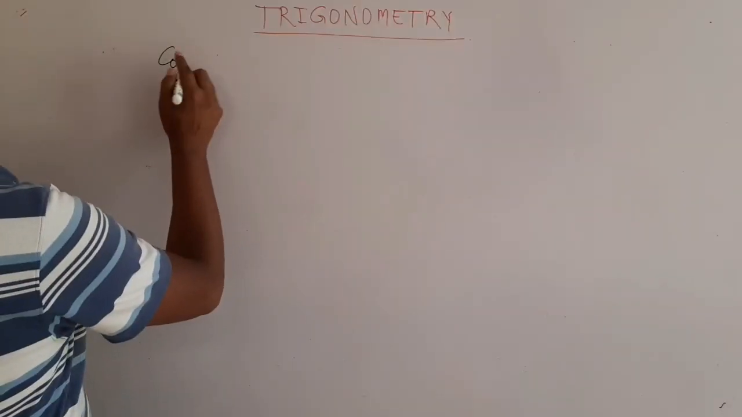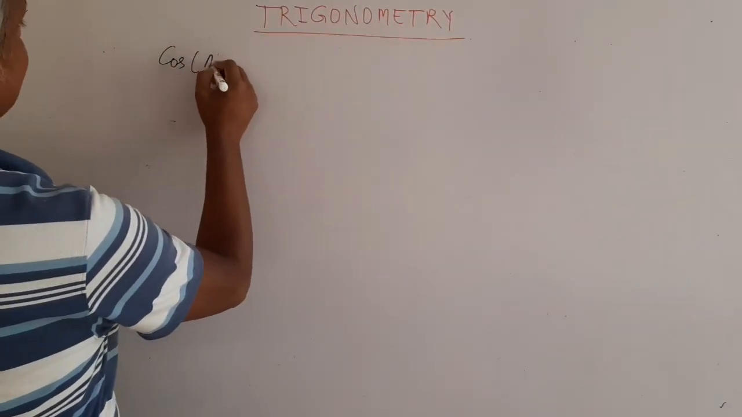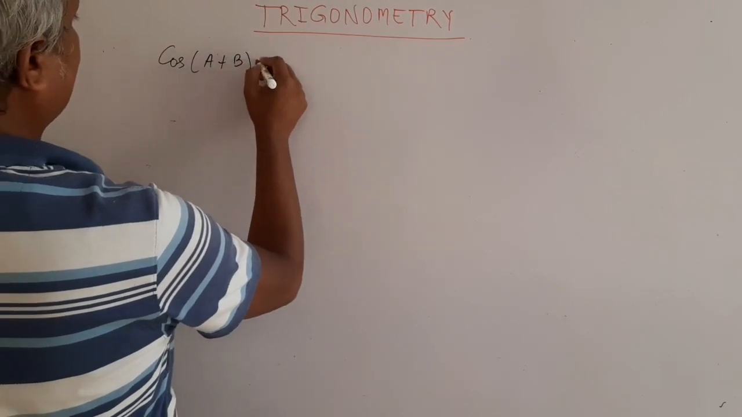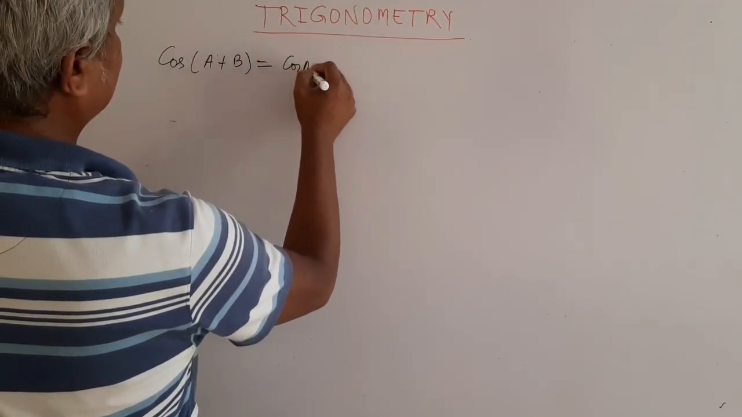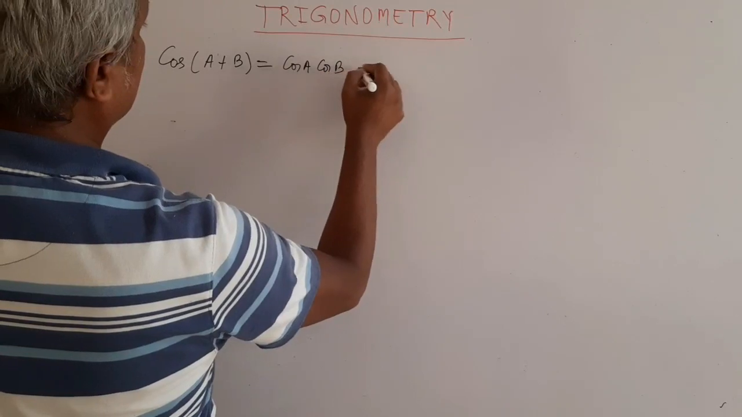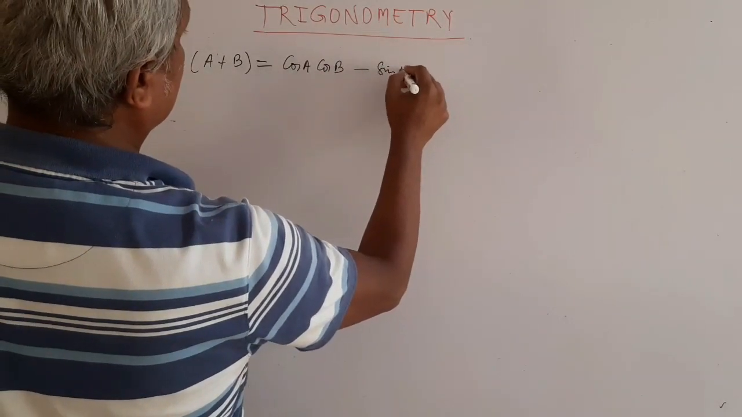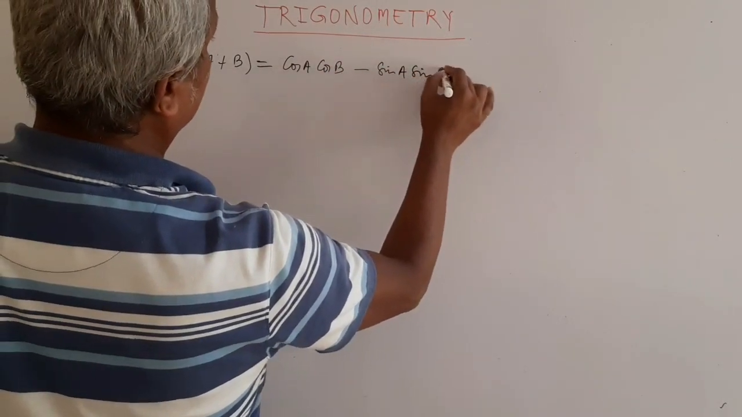So now this time we have cos A plus B, which is cos A cos B minus sin A sin B.